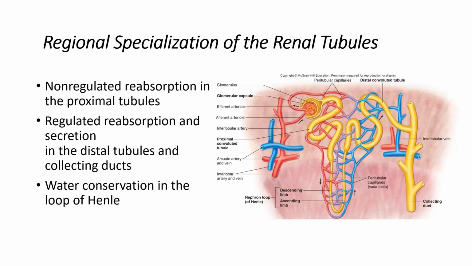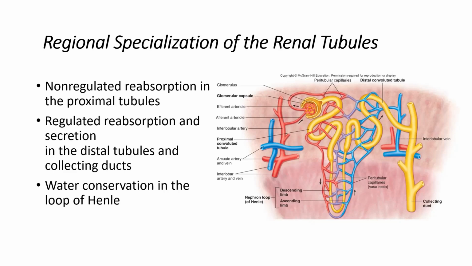If we think about the distal tubule and the collecting duct, we see regulated reabsorption, and we'll talk about the way that that is regulated going forward, but there are hormones that influence regulation in the distal part of the tubule and the collecting duct. And then we also see secretion of some substances as well.